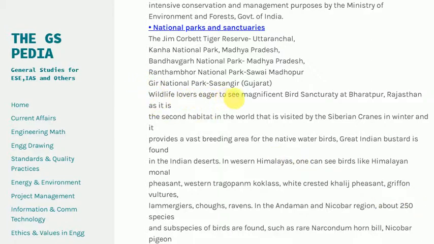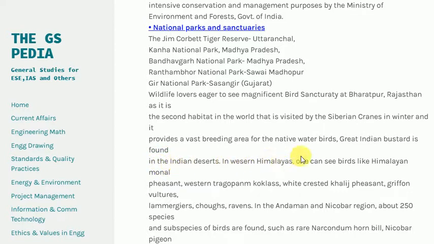Wildlife lovers are eager to see the magnificent bird sanctuary at Bharatpur, Rajasthan, as it is the second habitat in the world that is visited by the Siberian cranes in winter, and it provides a vast breeding area for the native water birds. The Great Indian bustard is found in the Indian deserts.